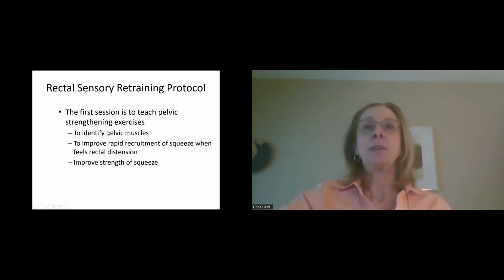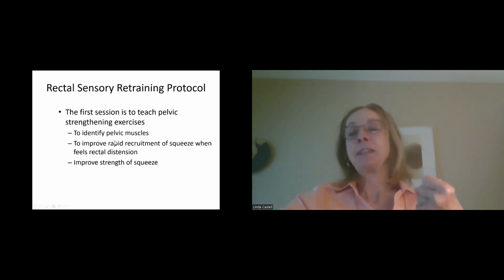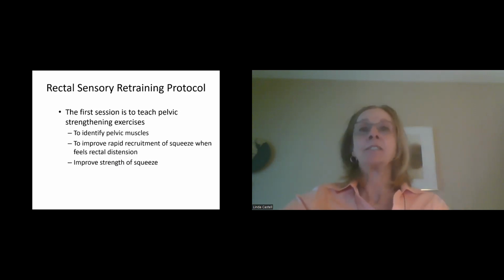And the reason we're doing these strengthening exercises with these patients is because ultimately they're going to be squeezing their external anal sphincter muscle when they feel rectal distension. So they have to learn to identify that muscle.